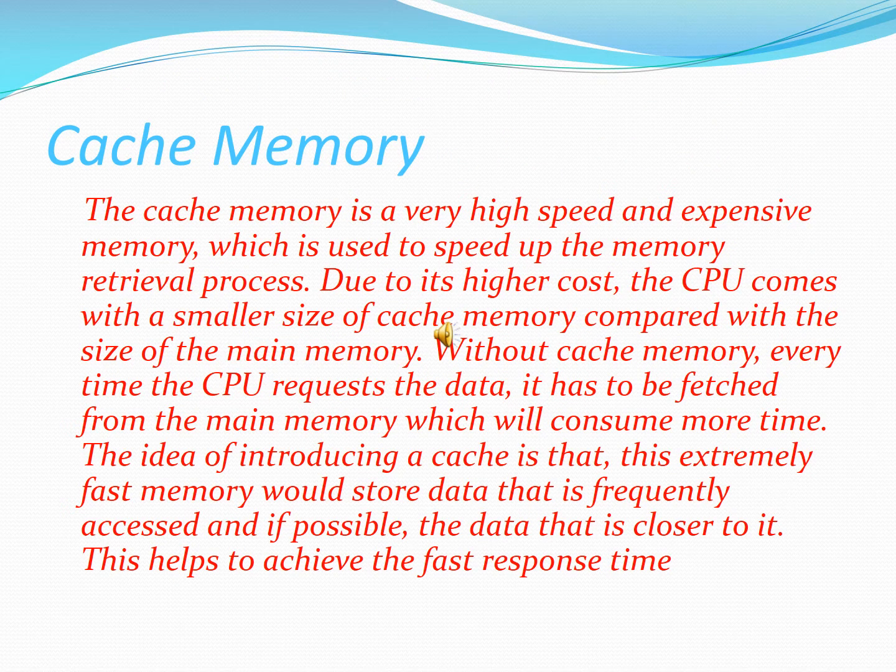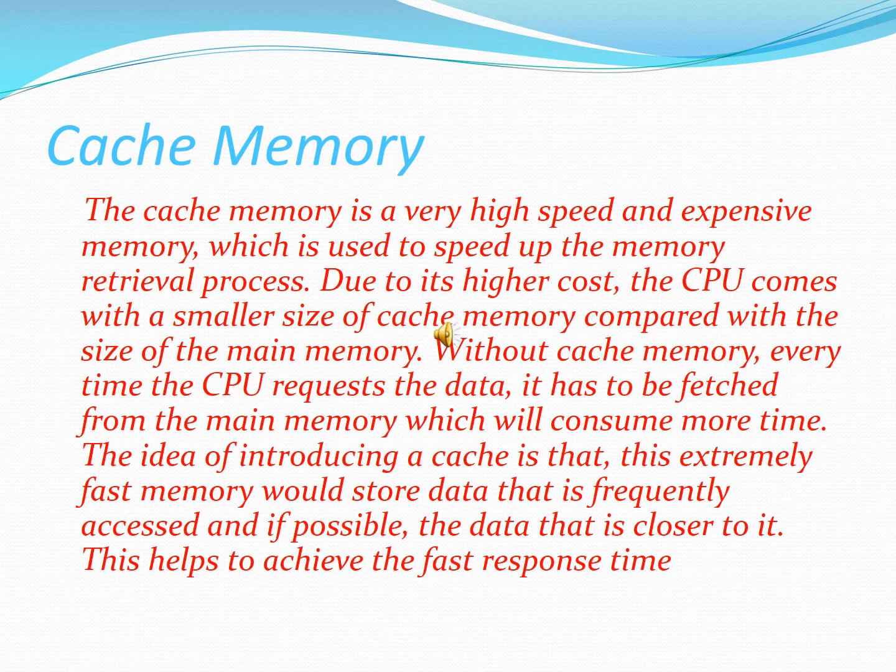The last one is cache memory. We already discussed cache memory. It is the topmost memory. The cache memory is a high-speed, expensive memory which is used to speed up memory access. The cost of cache memory is higher than primary memory and hard disk.